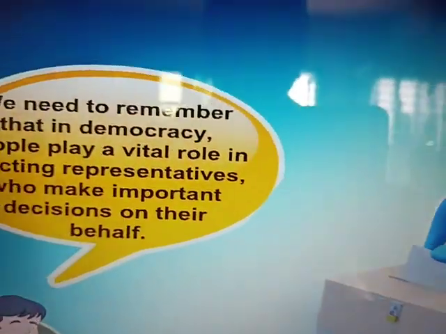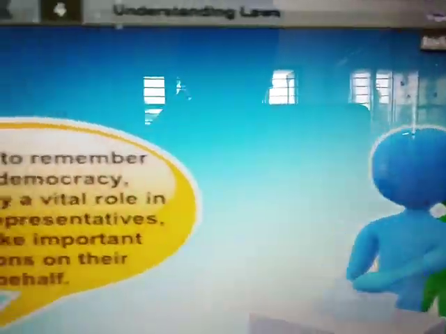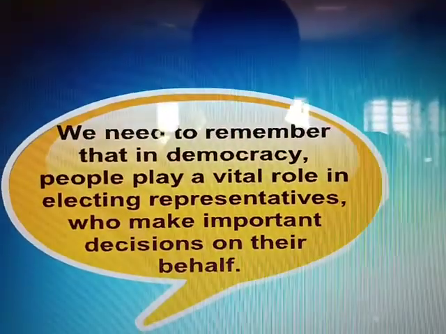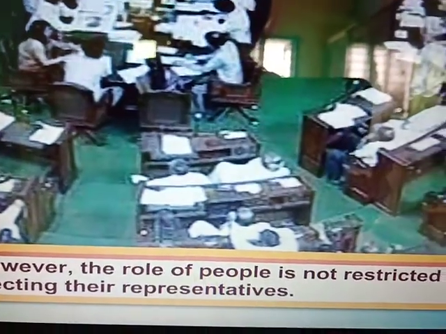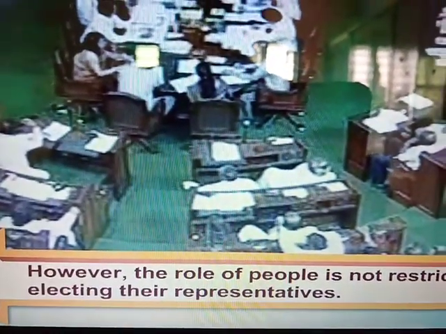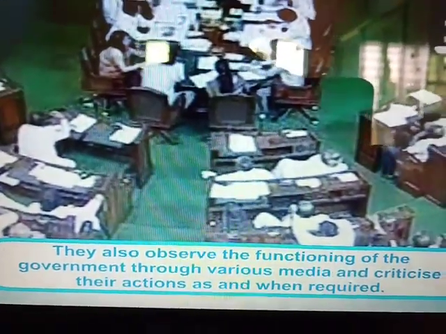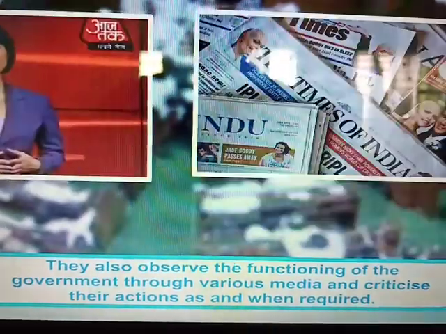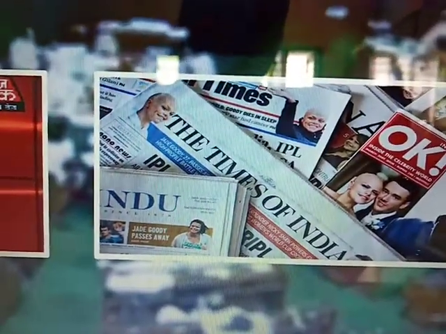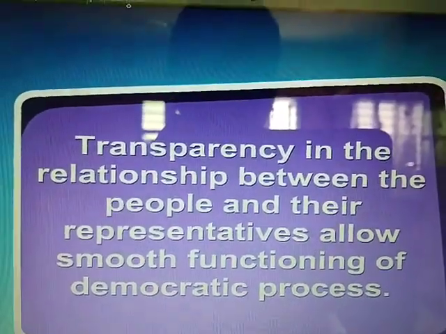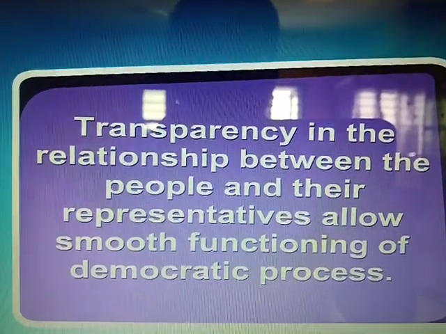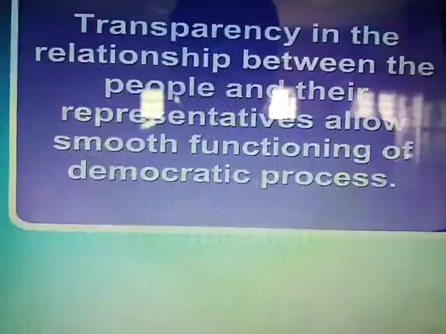We need to remember that in democracy, people play a vital role in electing representatives who make important decisions on their behalf. However, the role of people is not restricted to electing their representatives. They also observe the functioning of the government through various media and criticize their actions as and when required. Transparency in the relationship between the people and their representatives allows smooth functioning of democratic process.